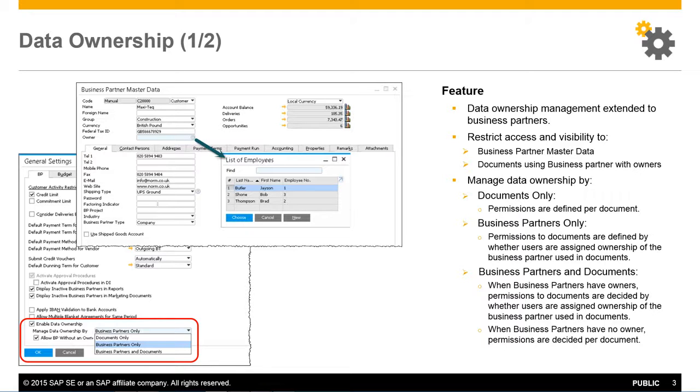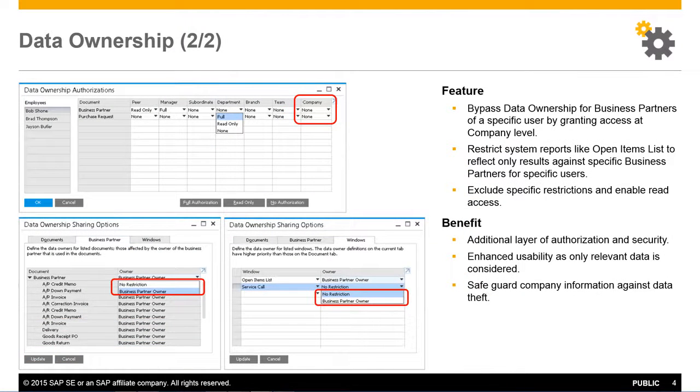You can now manage data ownership by documents only, where permissions are defined per document, or you could manage your data ownership by business partners only, where permissions to documents are defined by whether users have permission to the business partner used in the document. You can also manage your data ownership by business partner and document. When business partners have owners, permissions to documents are decided by whether users have permission to the business partner used in the document. And when business partners don't have an owner, permissions are decided per document.